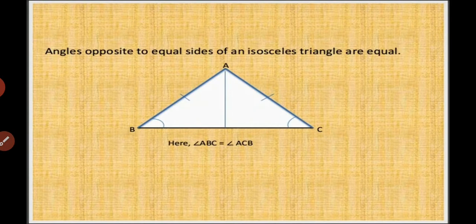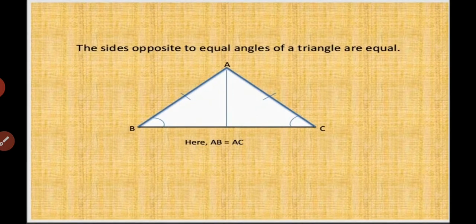Angles opposite to equal sides of an isosceles triangle are equal. See, ABC is an isosceles triangle. Here AB is equal to AC. For this side AB, the opposite angle is C, and for this side AC, the opposite angle is B. So if AB is equal to AC, then angle B is equal to angle C.